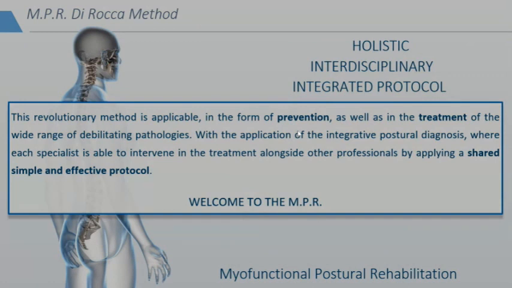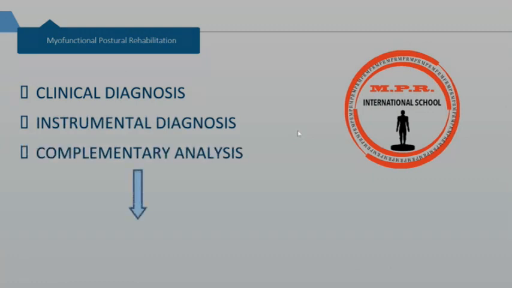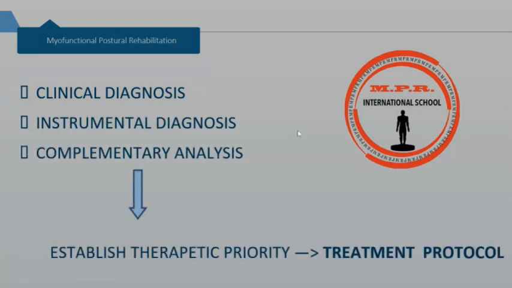Holistic interdisciplinary protocol. This is a revolutionary concept. It's an interdisciplinary protocol. We have in our protocol a clinical diagnosis, an instrumental diagnosis, and complementary analysis, because we have to study biochemistry also. In that diagnosis, we establish the priority, the main disturber for the body.